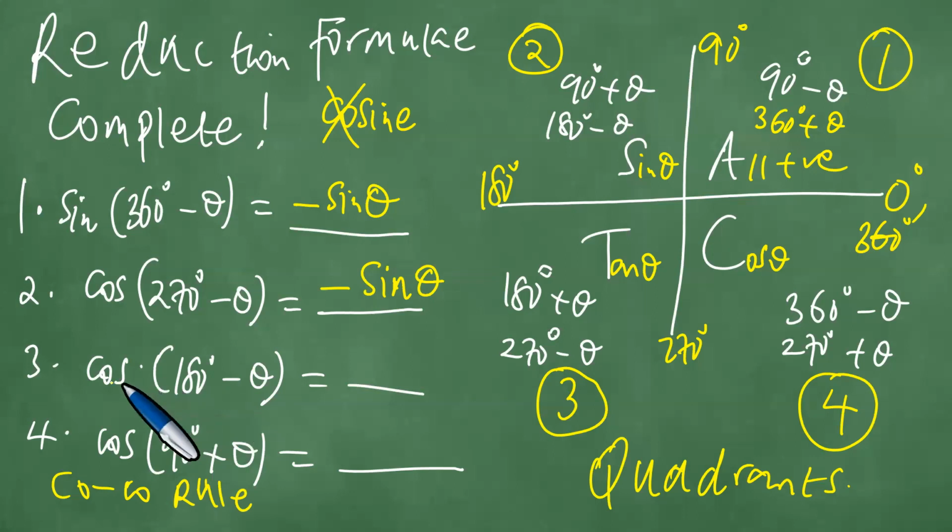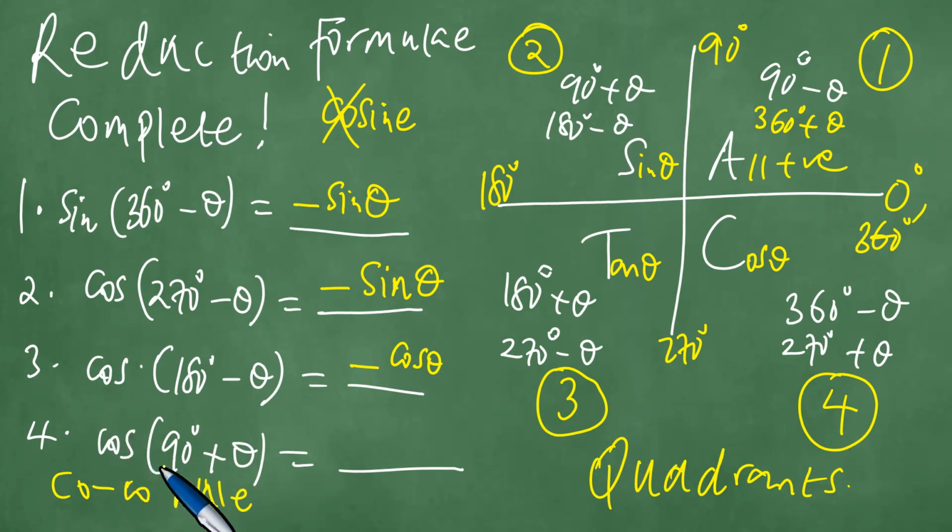The next one is number 3. Senulo, what do you think? Number 3, cosine of 180 degrees minus theta. I think it's going to be negative cos theta. Okay, that's an interesting point. Now, 180 degrees minus theta is in the second quadrant, where only the sine is positive and therefore the cosine is negative, and you just copy cosine and theta. So it's negative cosine theta.